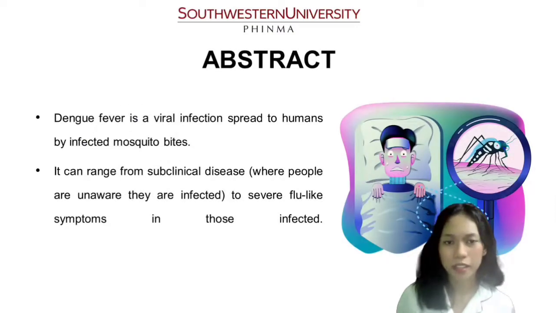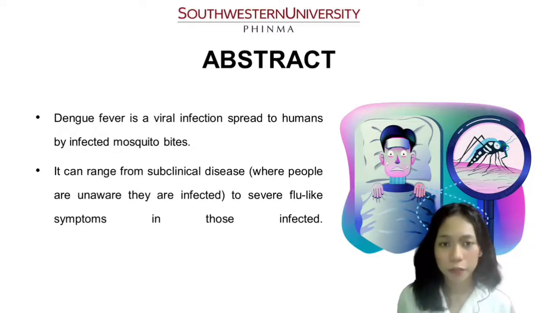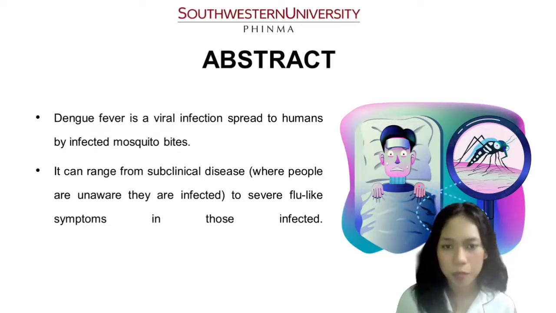Dengue fever is a viral infection spread to humans by infected mosquito bites. Dengue causes a wide range of diseases. It can range from subclinical disease, where people are unaware that they are infected, to severe flu-like symptoms in those infected. Dengue has distinct epidemiological patterns associated with the virus' four serotypes. Within a region, these can co-circulate, and many countries are hyperendemic for all four serotypes.